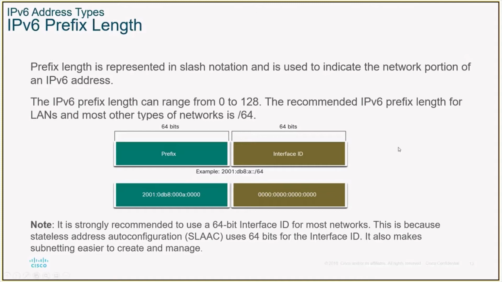It's strongly recommended to use a 64-bit interface ID for most networks. This is because stateless address auto configuration uses 64 bits for the interface ID. It also makes subnetting easier to create and manage. We will talk about how subnetting does happen, of course that's the last topic in this slideshow. So the first half of the address is network number, and the second half is host number, or interface ID as they call it.